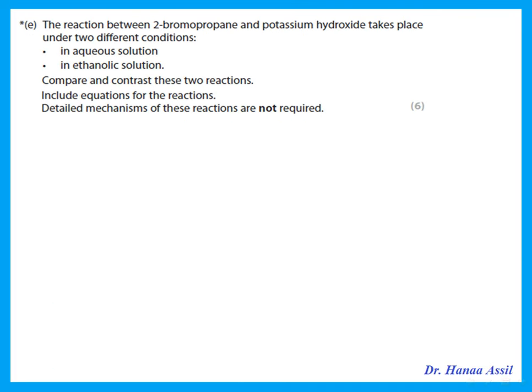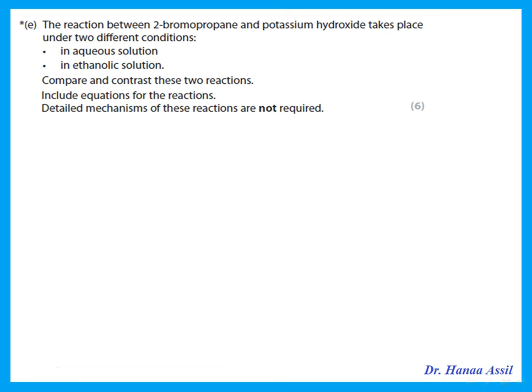The reaction between 2-bromopropane and potassium hydroxide takes place under two different conditions. So he's reacting 2-bromopropane with potassium hydroxide, once in aqueous solution and once in ethanolic solution. Do you remember these two equations?